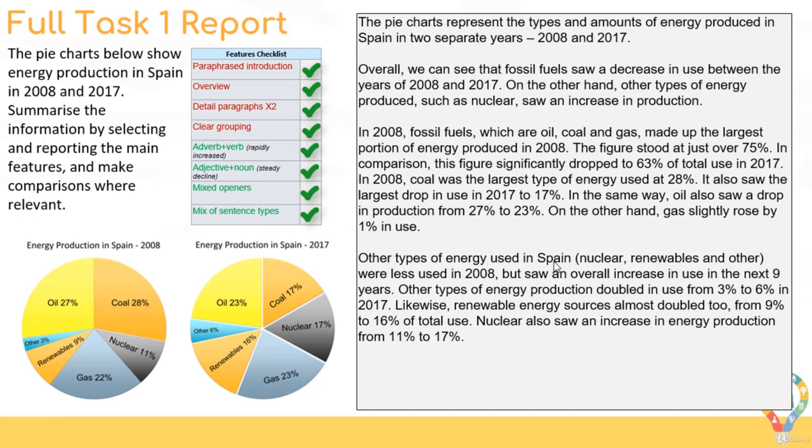Other types of energy used in Spain, nuclear, renewables, and other, were less used in 2008, but saw an overall increase in use in the next 9 years. Other types of energy production doubled in use from 3% to 6% in 2017. Likewise, renewable energy sources almost doubled too, from 9% to 16% of total use. Nuclear also saw an increase in energy production from 11% to 17%.